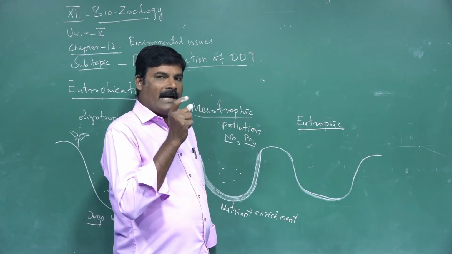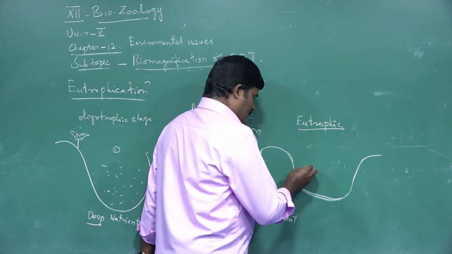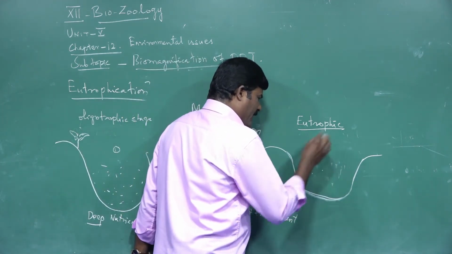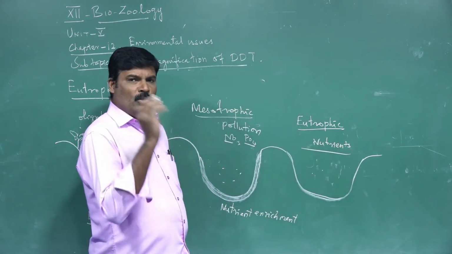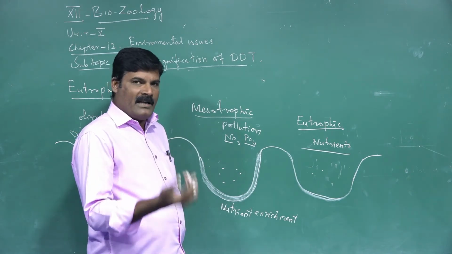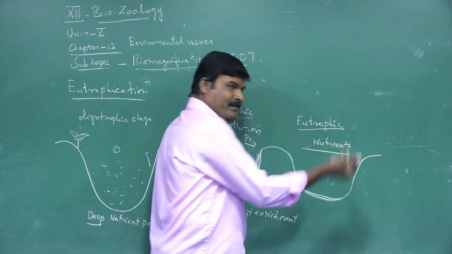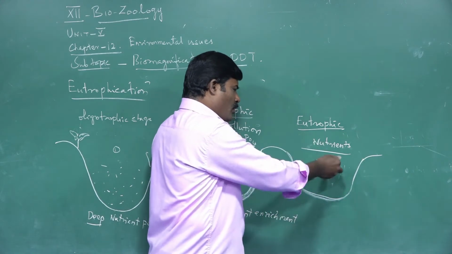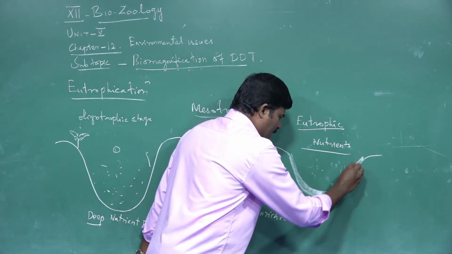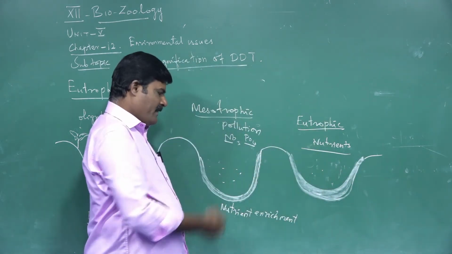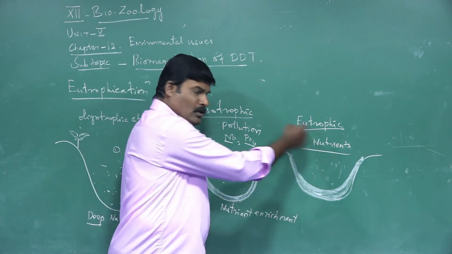Cultural or accelerated eutrophication. The nutrients in this lake stimulate the growth of plants, algae, water hyacinth, that is Eichhornia, and other plants in the lake. Immediately, there is accumulation of more nutrients in the bottom layer. It is more than in the mesotrophic stage. It is small, but it is accumulation of more nutrients in the eutrophic stage.